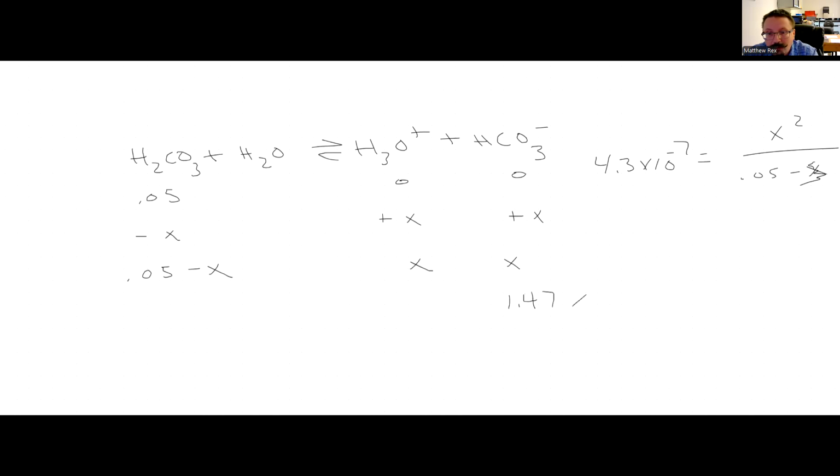Times 10 to the negative 4, which is also our bicarbonate ion concentration. So the answer is A, 1.5 times 10 to the negative 4 for that one.